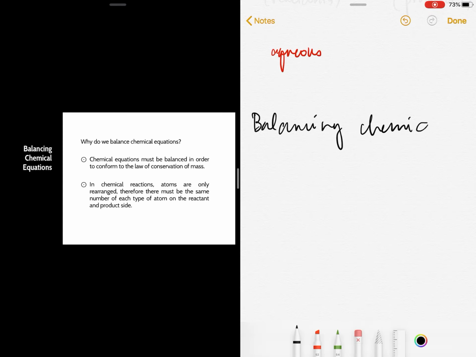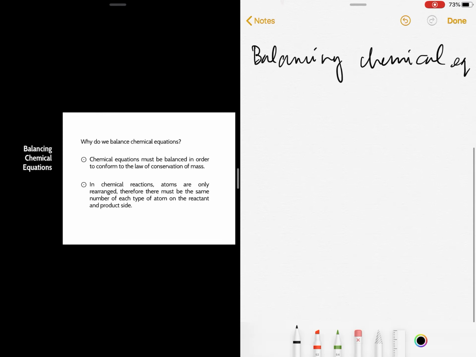Chemical equations. So the first question is, why do you want to balance chemical equations? To conform to the law of conservation of mass. Ano yung sinasabi ng law of conservation of mass? Na yung number daw ng reactants, it is always equal to the number of products.